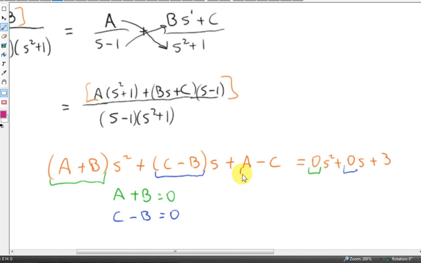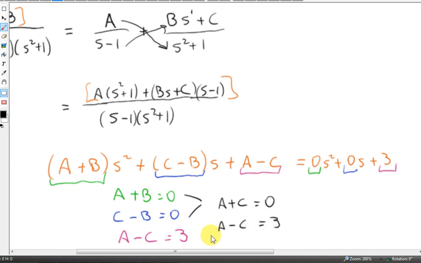And finally then the constant term on both sides. The constant terms on both sides must be the same. A minus c must equal 3. So we can just add these two together and the b's will cancel. We get a plus c equals 0 plus 0. And if I write the other one in underneath it, a minus c equals 3. We get 2a equals 3, from which we get a equals 3 over 2.